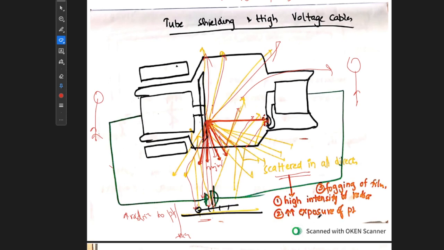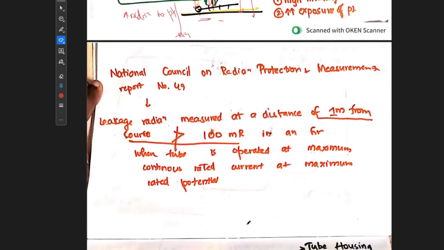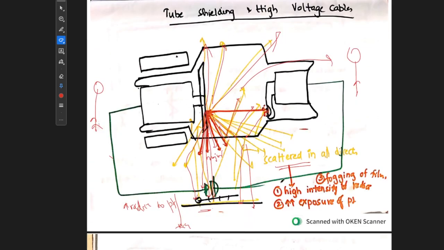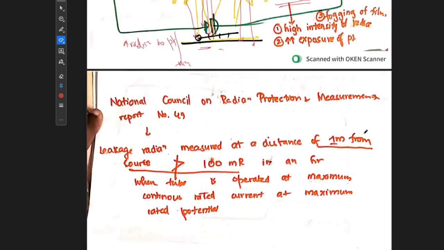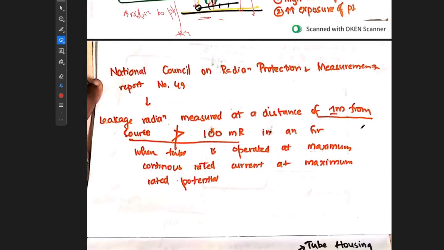Second, there is increased exposure to the patient, which we have already seen. Third, there is fogging of the film, because if this unwanted radiation falls onto the film, there is fogging of the film. This unwanted radiation which is scattered in all directions is called leakage radiation. There is a limit on how much leakage radiation should be there.